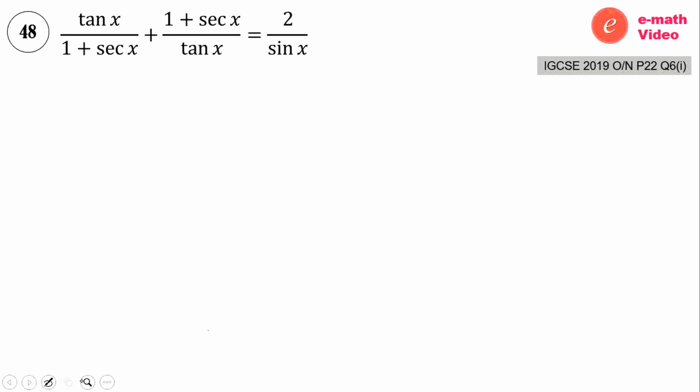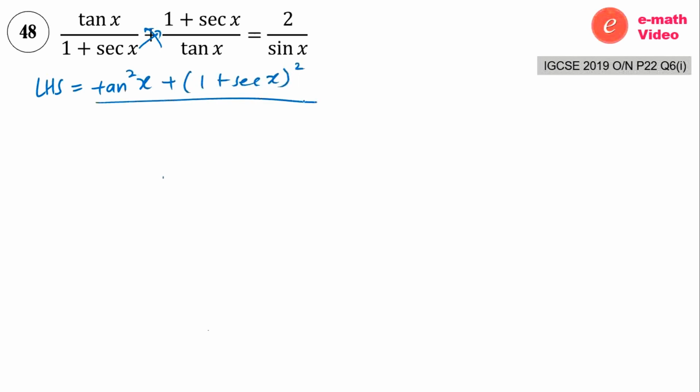Number 48. Okay, we do from left hand side. Combine the fraction. Tangent times tangent is tangent square x. Plus, it's the same thing. 1 plus secant x square, divided by 1 plus secant x times tangent x.